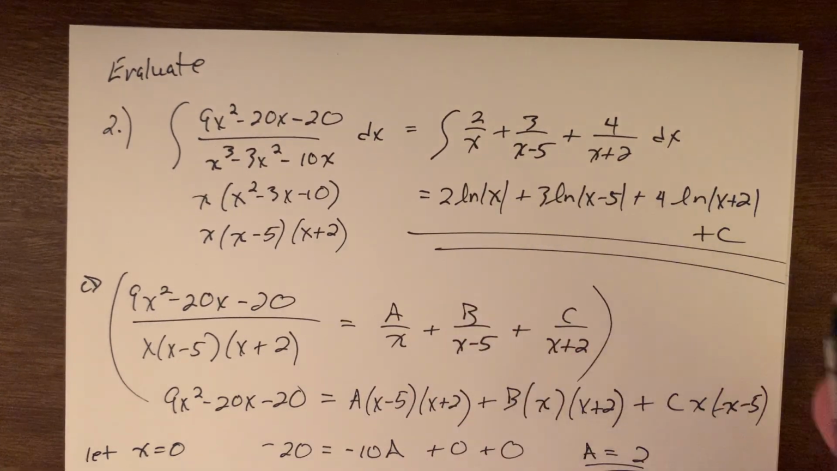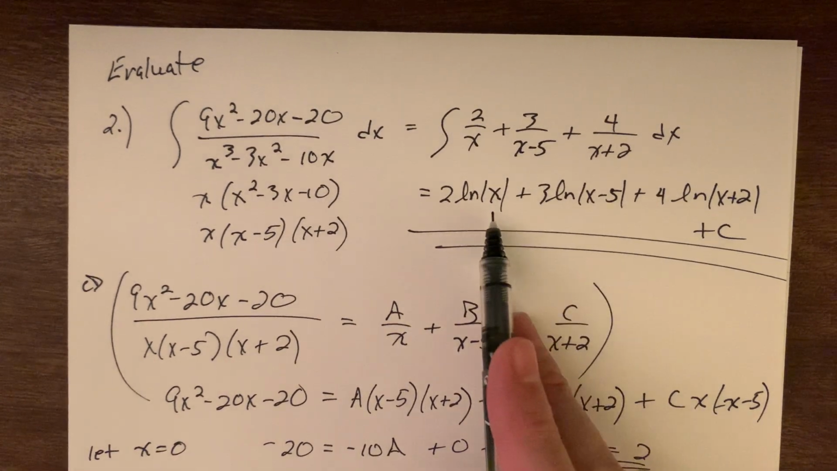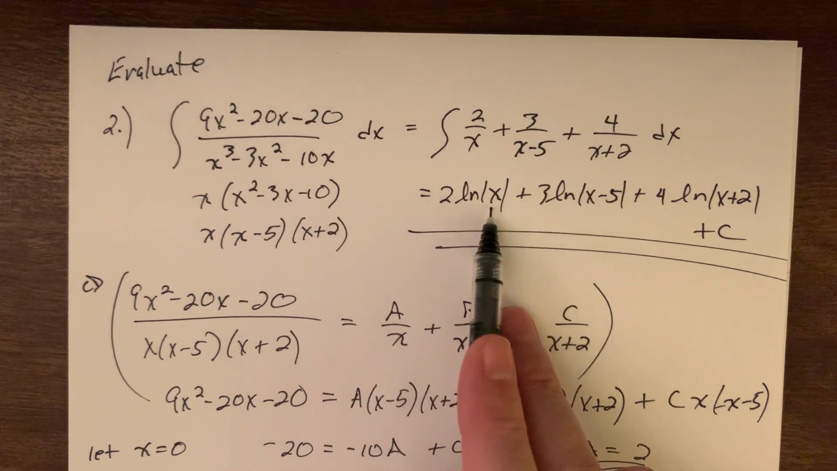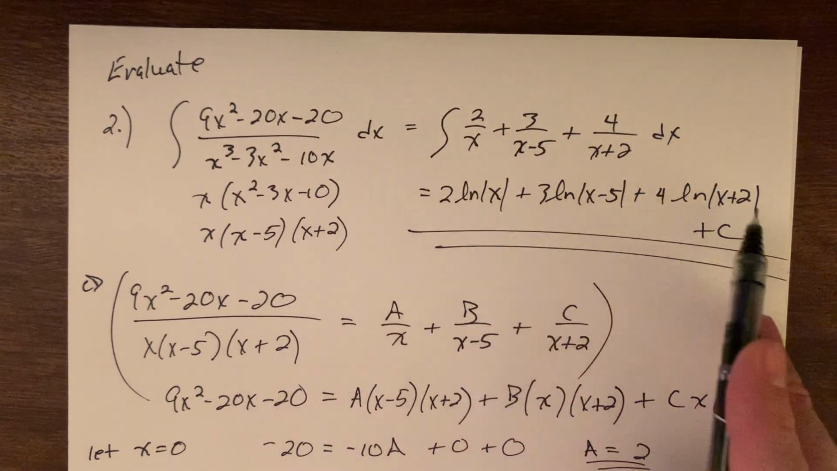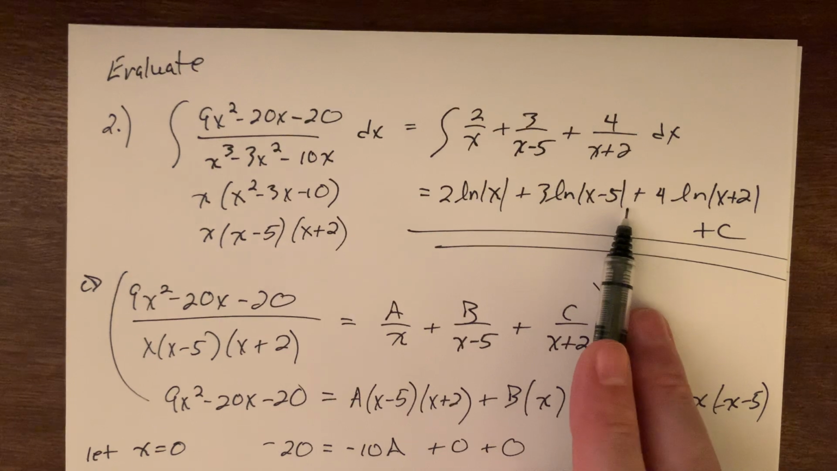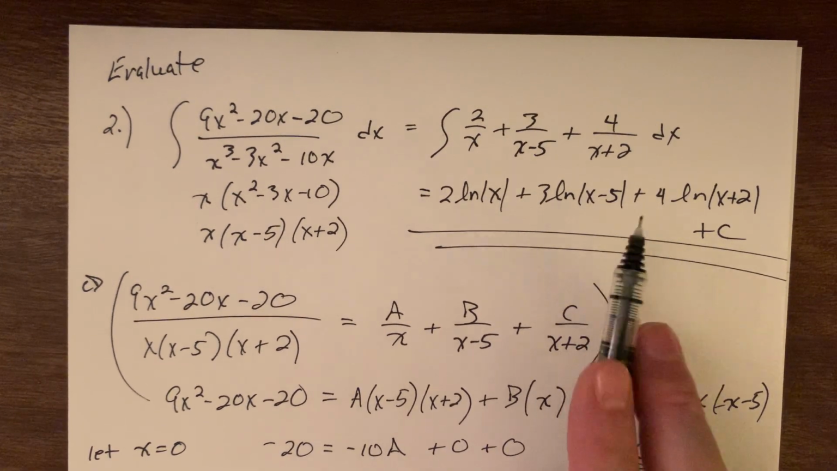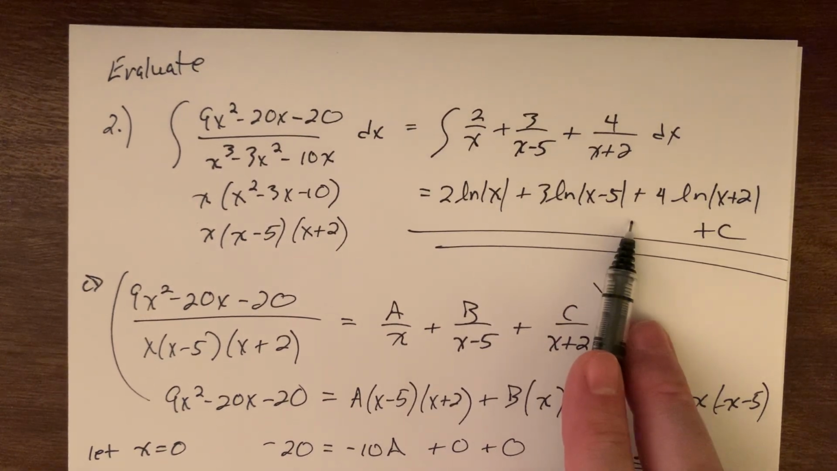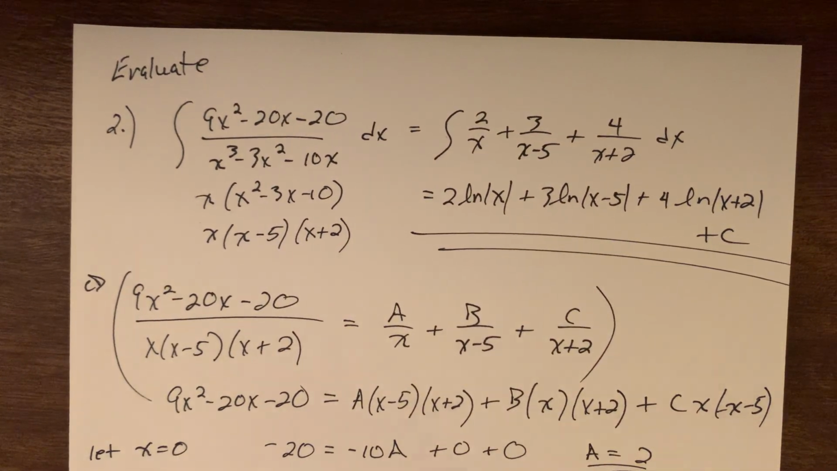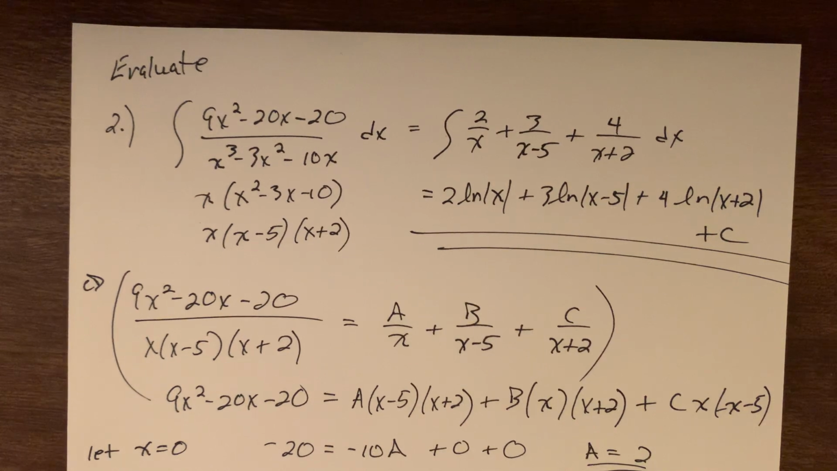I mean, you could keep contracting this into a single log. This could eventually be log x squared times x minus 5 cubed times x plus 2 to the 4th. But that's not necessary. This is perfectly fine. But certainly be aware the book likes those contractions when you do get a bunch of logs that are separated by addition subtraction at the end.